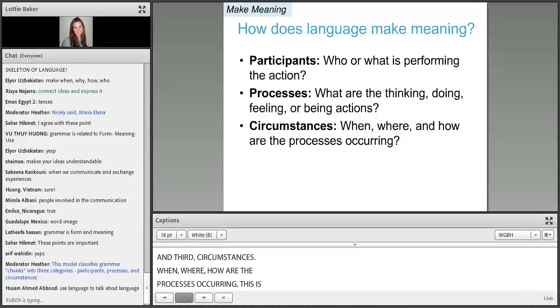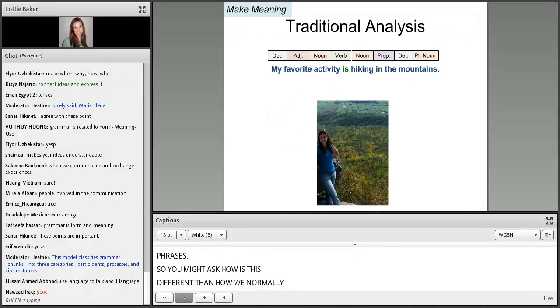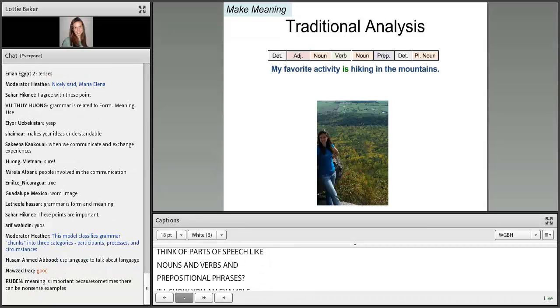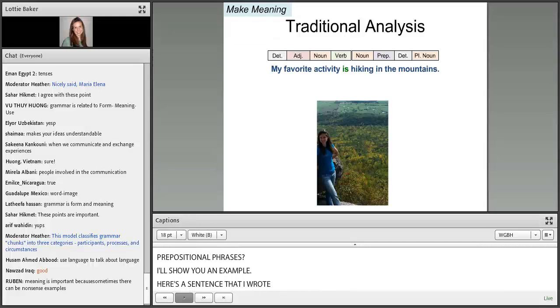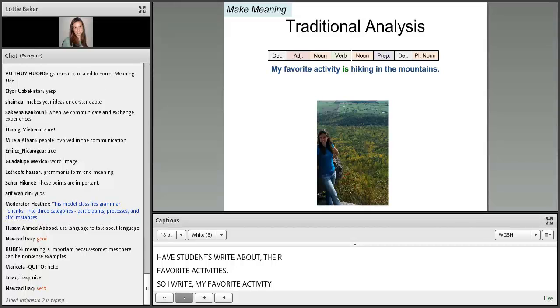So you might ask, how is this different than how we normally think of parts of speech, like nouns and verbs and prepositional phrases? I will show you an example. Here's a sentence that I wrote about my favorite activity. This is something we sometimes have students write about, their favorite activities. So I write, my favorite activity is hiking in the mountains. And if I were to analyze this sentence using a more traditional analysis with parts of speech, it might look something like this, where I identify the adjective, the noun, the verb, the prepositions.